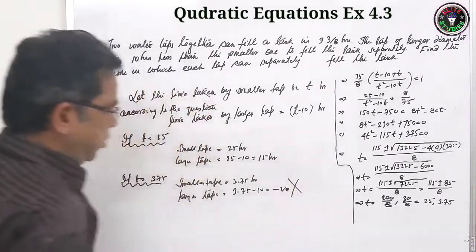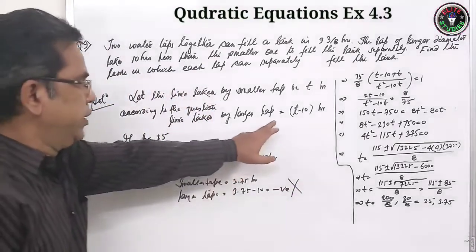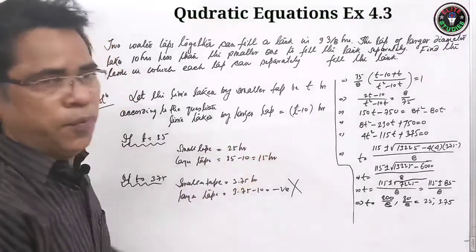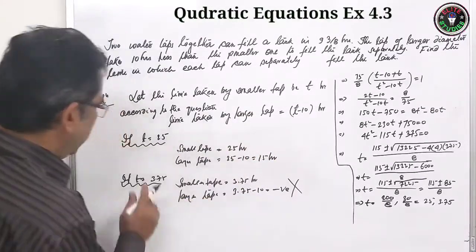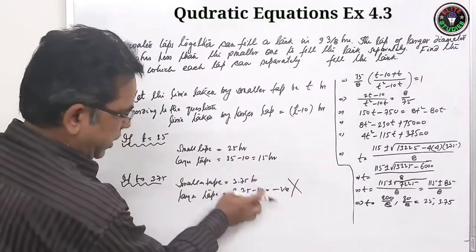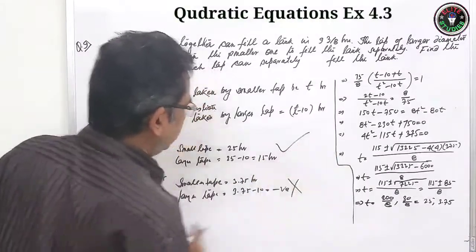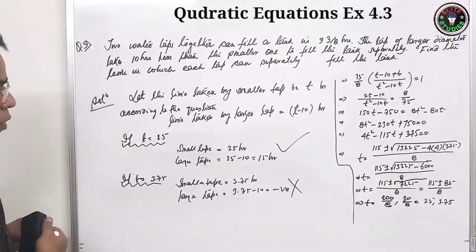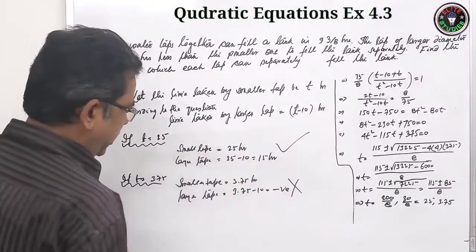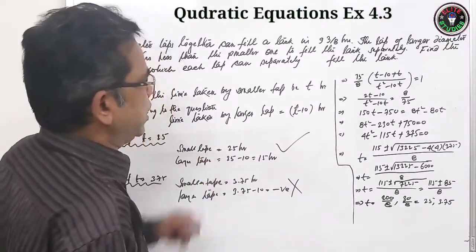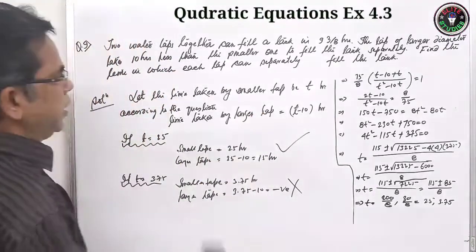So this is not possible because the time taken cannot be negative. Minimum can be 0. It cannot be negative. So this is not practically feasible. So this is our answer: the smaller tape will take 25 hours, and the larger tape will take 15 hours to fill the tank separately.